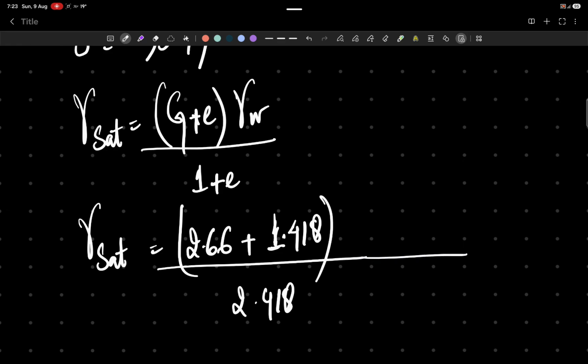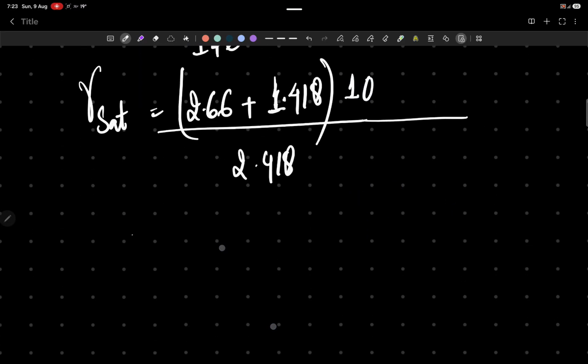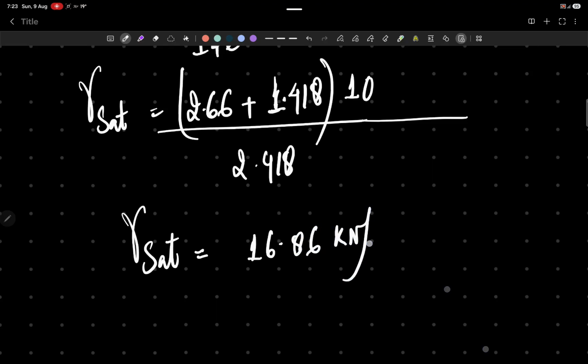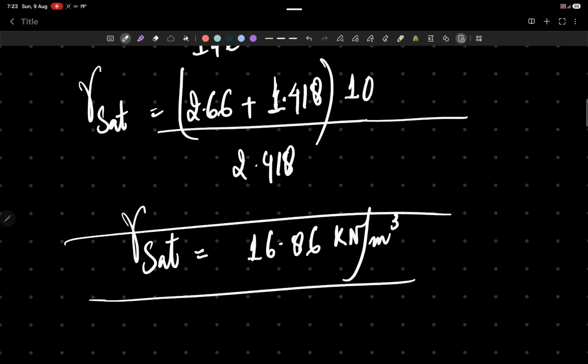All right, so that is 10 kilonewtons per cubic meter. Upon calculating, saturated unit weight is how much? Saturated unit weight is equivalent to 16.86 kilonewton per cubic meter.